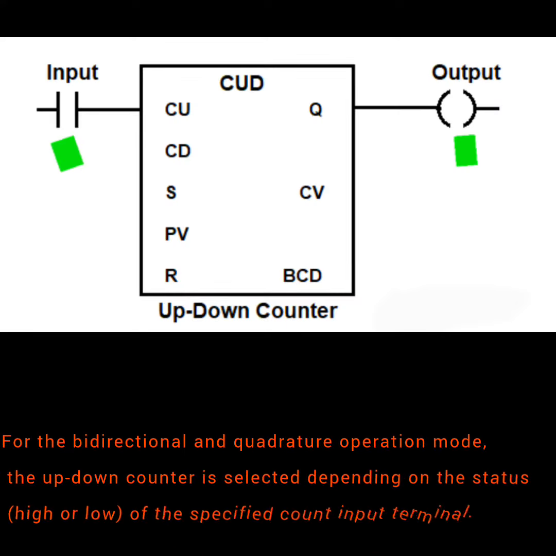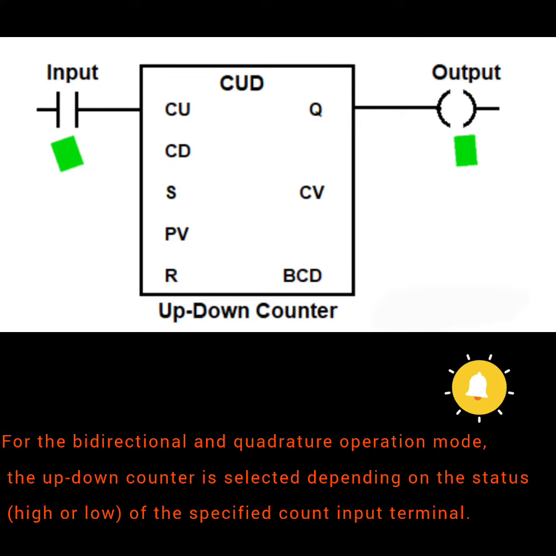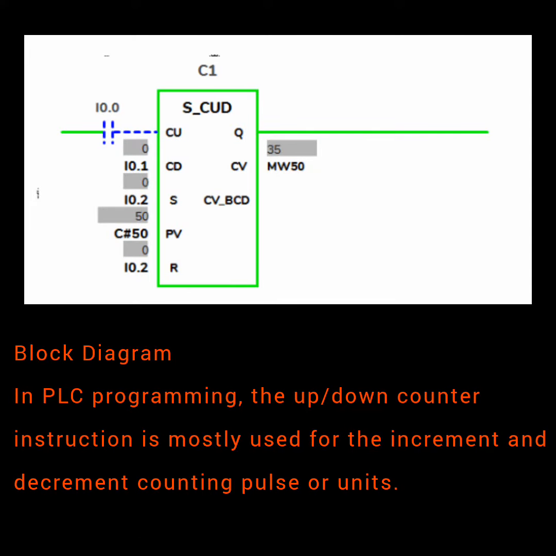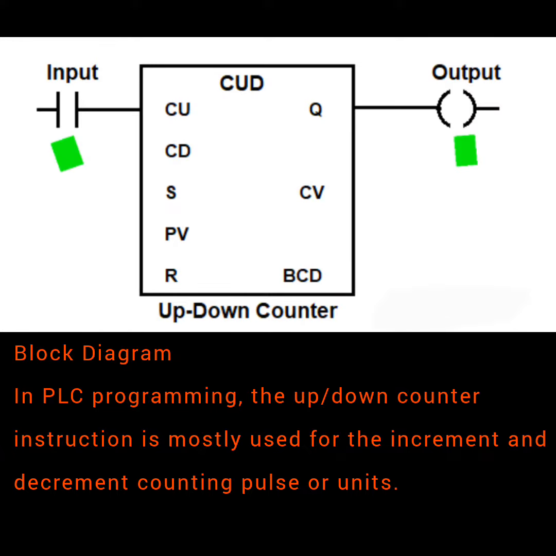For the bidirectional and quadrature operation mode, the up-down counter is selected depending on the status, high or low, of the specified count input terminal. Up-down counter function block diagram. In PLC programming, the up/down counter instruction is mostly used for the increment and decrement counting pulse or units.